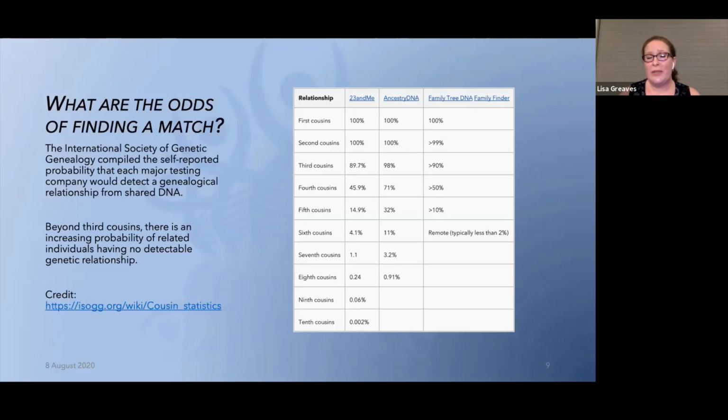And that's why if you're looking for distant relatives, it is extremely helpful to get as many kits as you can from relatives. So your first, second, third cousins, siblings, anyone who's interested in genealogy, anyone who wants to help with their family research. The further back you go, the more kits you need to get an accurate picture of all of your relatives.